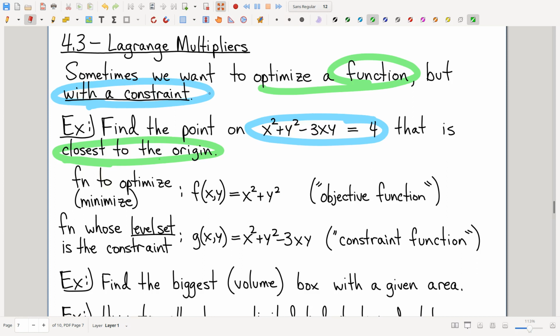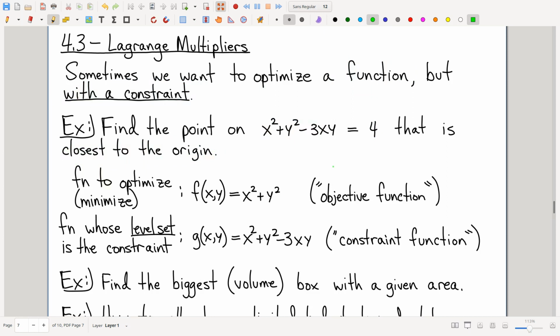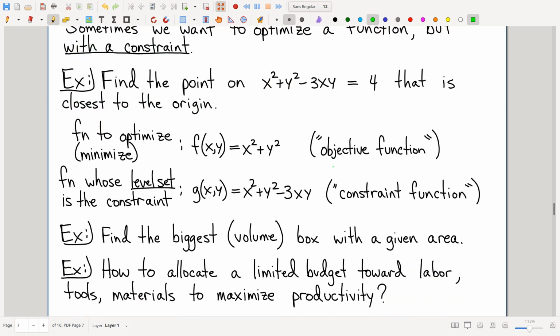All right, so there are going to end up being two functions involved when you have one of these constrained optimization problems. There's the function that you want to maximize or minimize. We call that the objective function. This is what we want to make as big as possible, as small as possible. And there's what we call the constraint function.